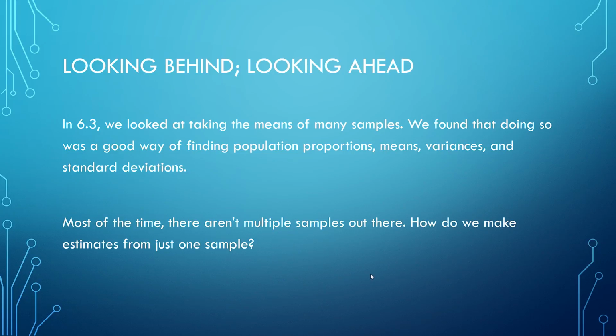And we found also that you could do that reliably for some things, but not others. We found we could do it very effectively for proportions, for means, variance, and of course standard deviation, because we could do variance. But most of the time, there's not multiple polls out there. There's not multiple lists of data. We're lucky if there's one. More often than not, there's zero, and you've got to go get that sample yourself.